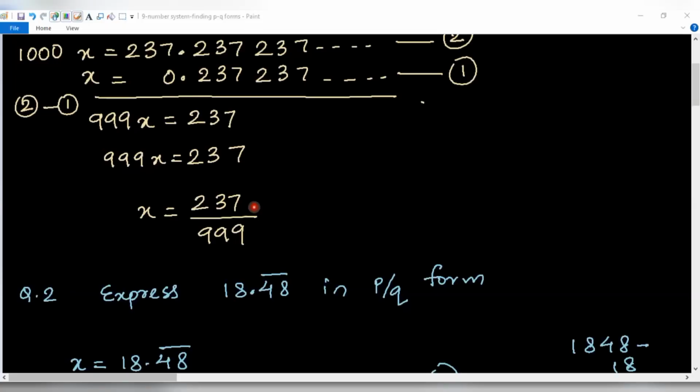Actually, in the first question, this was also divisible by 3. Both the numbers were divisible by 3. 237 divided by 3 is 79, and when we divide 999 by 3, we get 333. So this is the final answer.